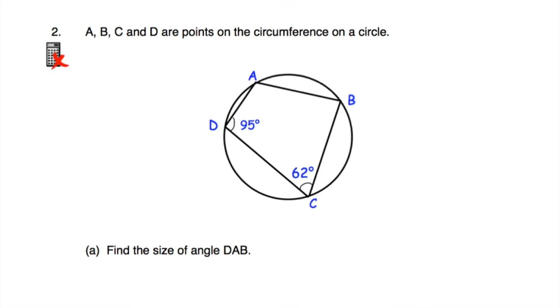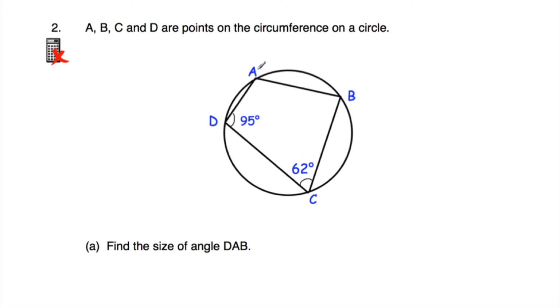Okay, let's have a look at our next question, question number 2. Question number 2 says points A, B, C and D are points on the circumference of a circle. And that means that this is a cyclic quadrilateral. It's a quadrilateral where all 4 points are on the circumference of a circle. And we've been asked to work out the size of angle DAB. So DAB, that's this angle at the top here.